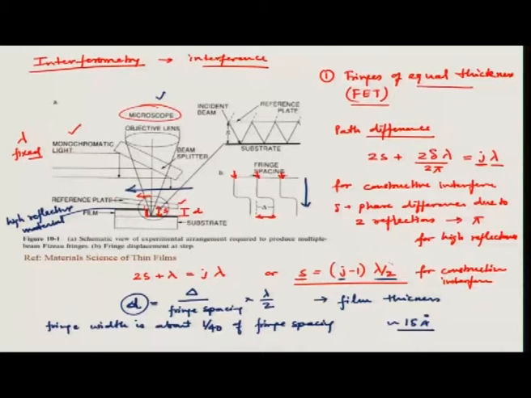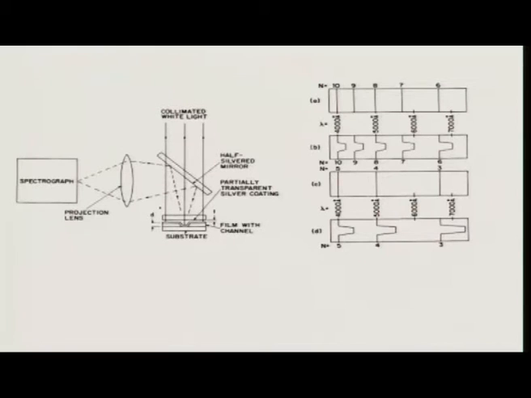The same interferometry method can be adopted in a different configuration, which is called FECO, which is called fringes of equal chromatic order.